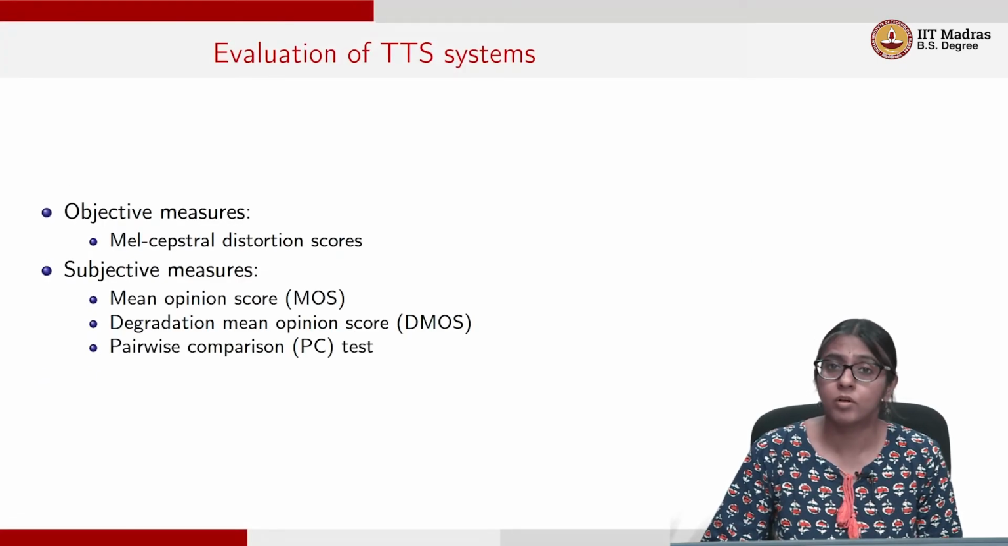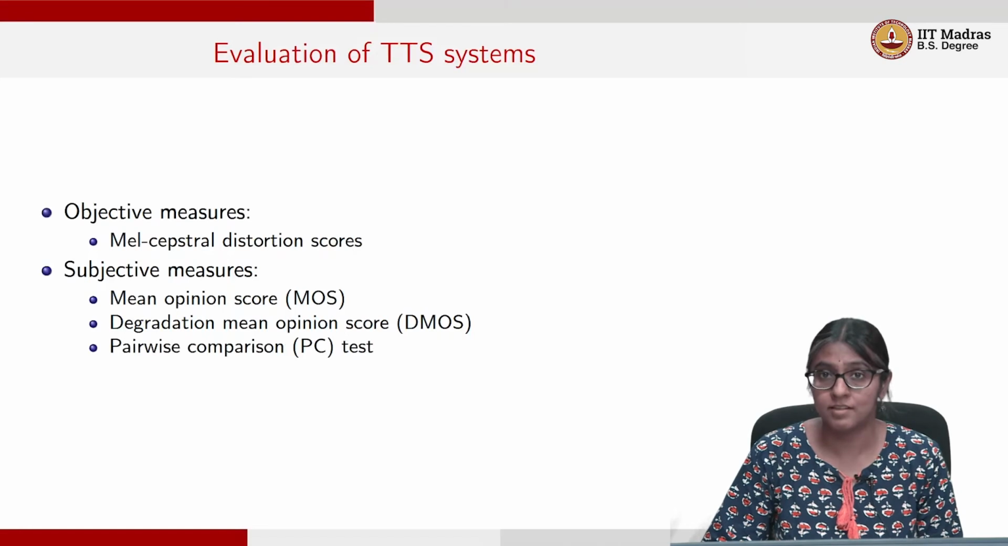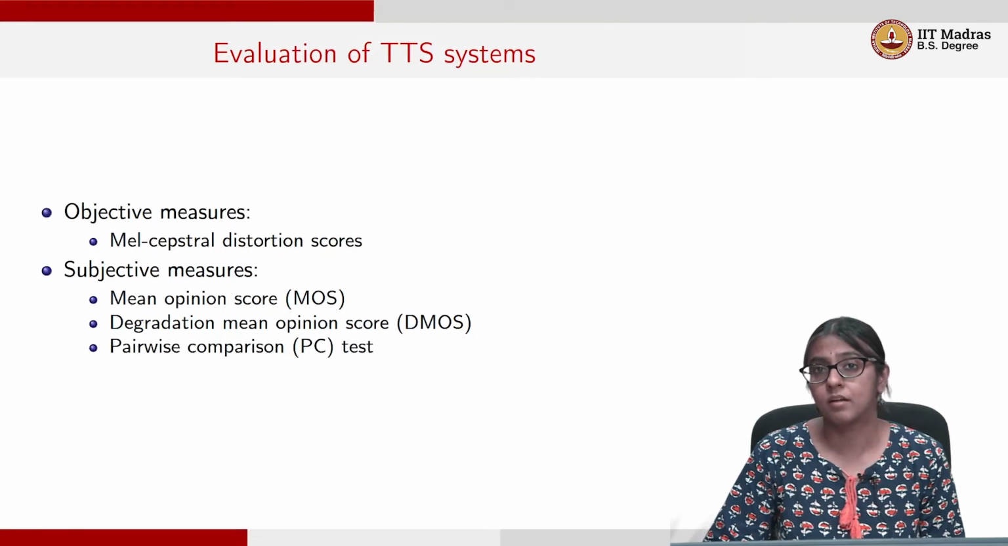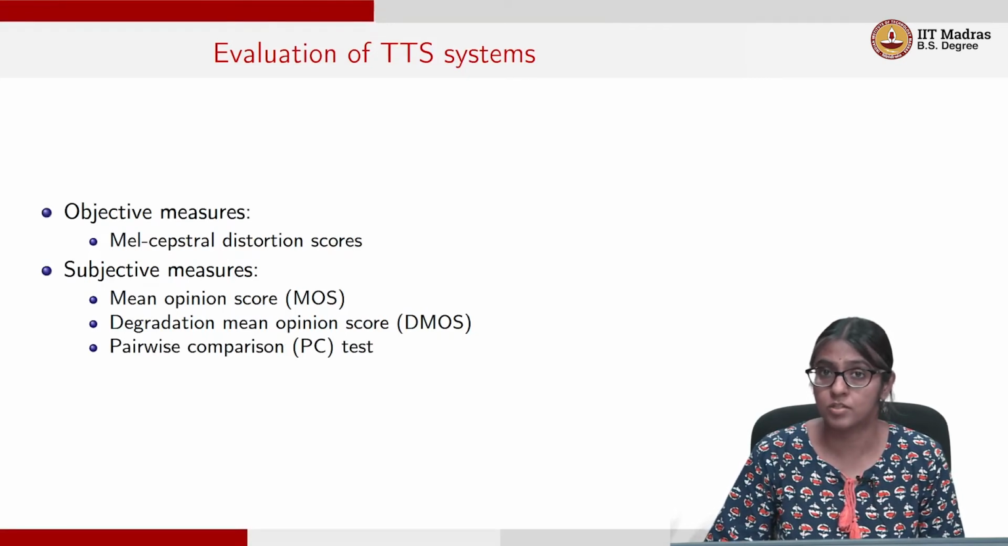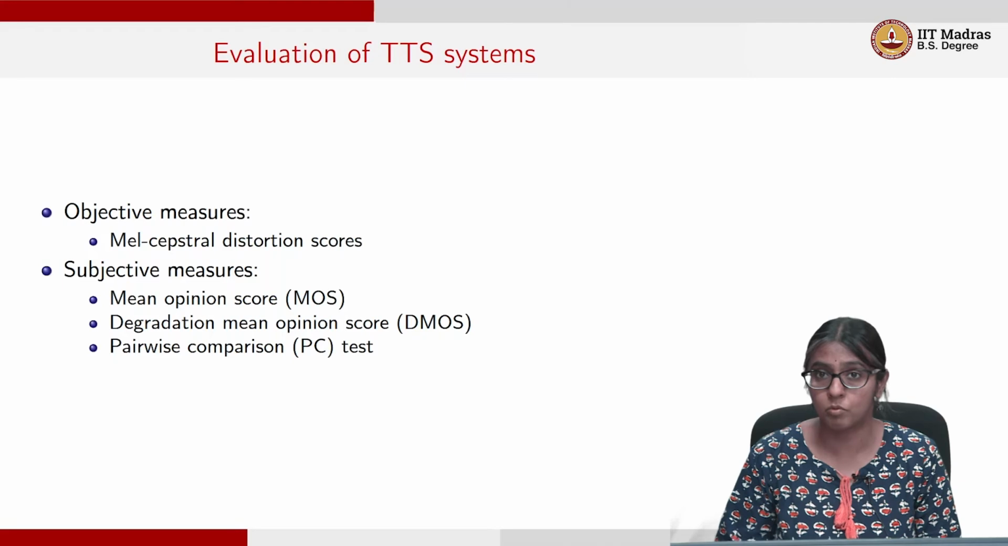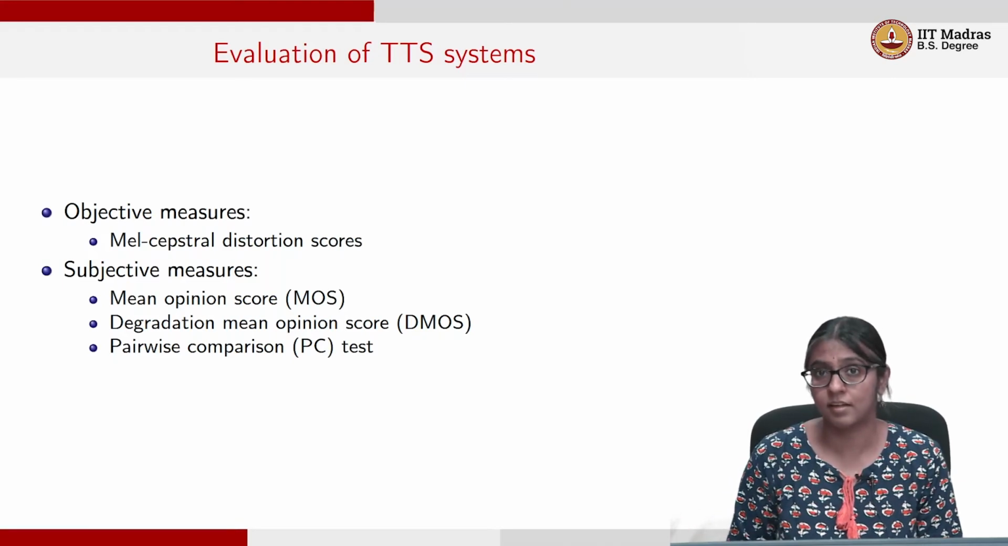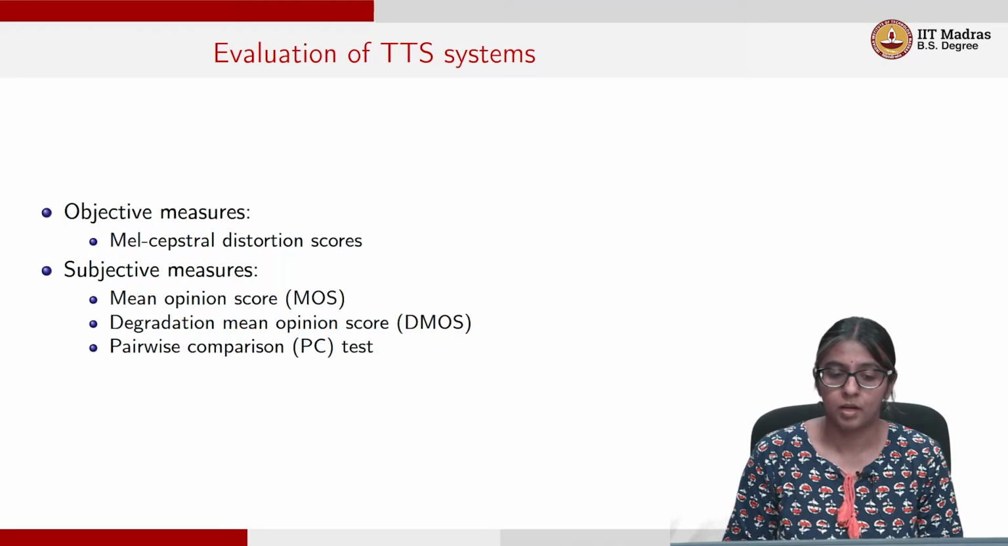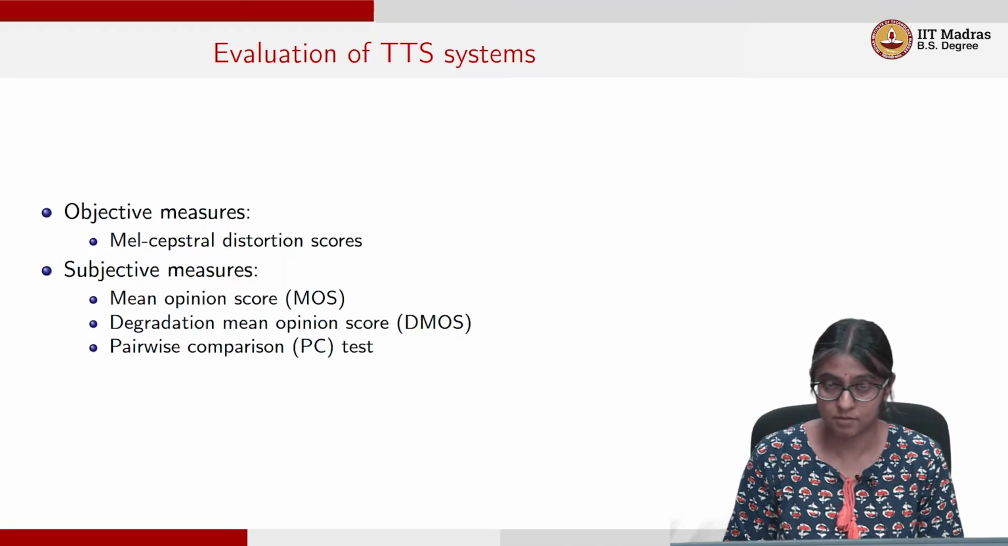Now, another important question is how do we evaluate these TTS systems? So, in ASR systems, you have this word error rate. You could compare it with the ground truth text and say, okay, these words are erroneous, and then I can calculate the word error rate. But how do we do that in TTS systems?